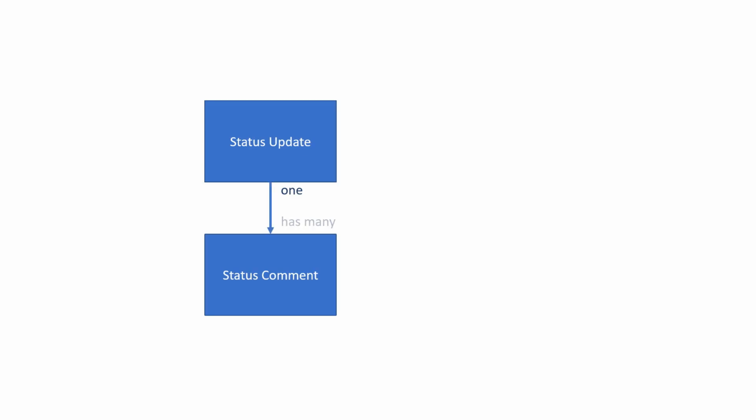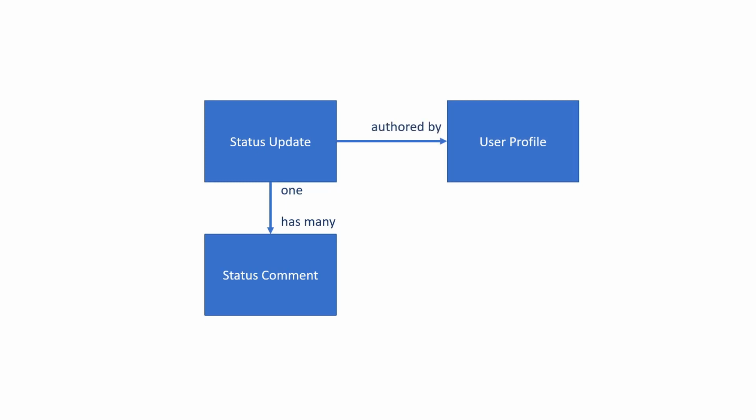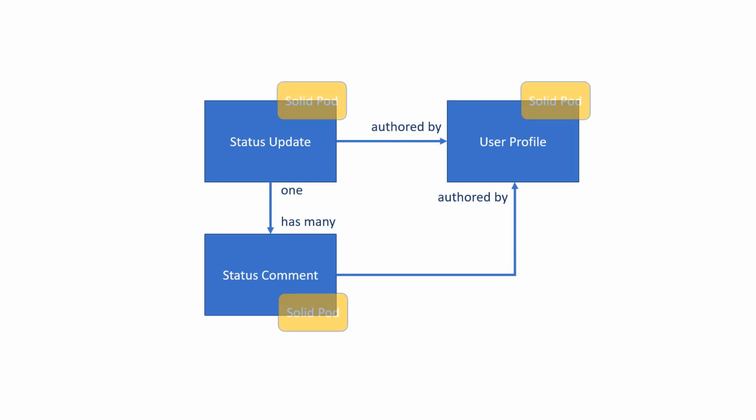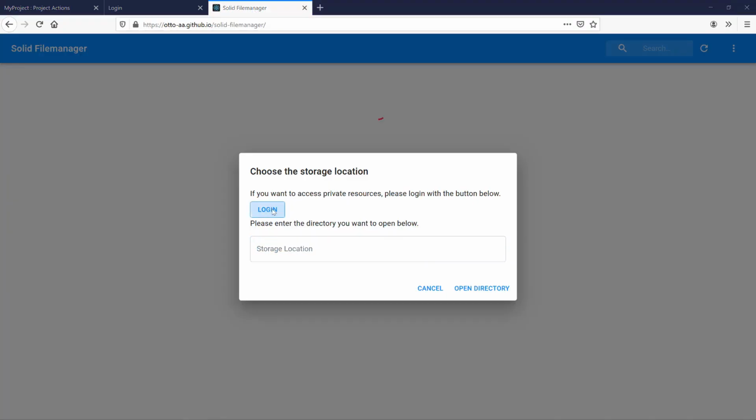One status update can be linked to one-to-many status comments, and the status update is authored by your user profile. A status comment is also authored by your user profile. All data will be stored in the solid pod, on the pod of the user who created the status update or the status comment. So let's have a quick look at the final application we want to build.